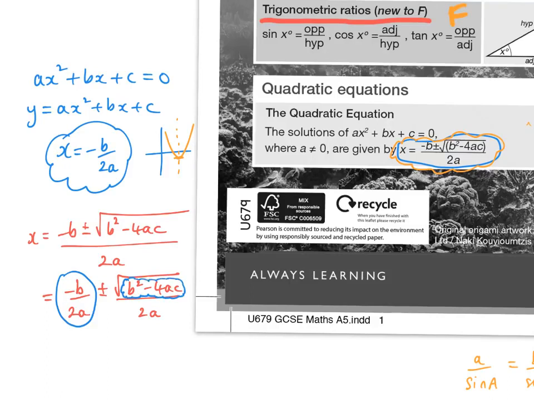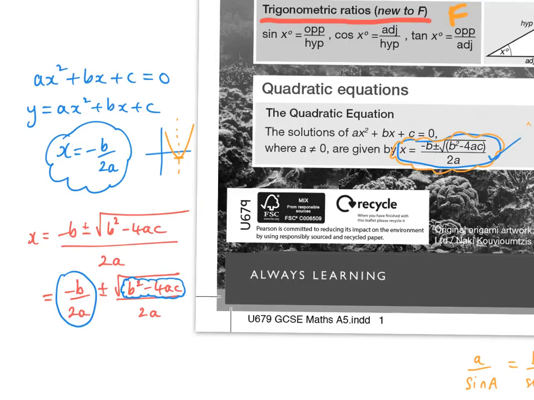So try and think about saying the formula a lot of times. Now to say it, it's probably easier to say it in this form, so I'll just say it as I go over it. Minus b plus or minus the square root of b squared minus 4ac all over 2a. So I'll say it again. Minus b plus or minus the square root of b squared minus 4ac all over 2a.